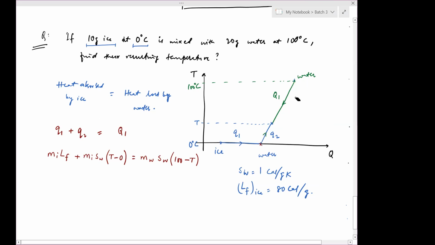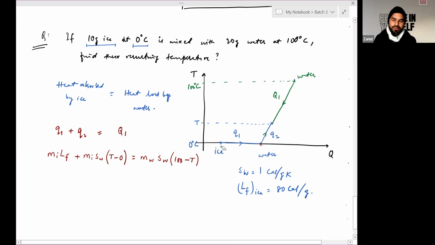Why are you taking the specific heat of water for Q2? Since initially ice was at this point, its state is ice. On completely melting to this point, it will get converted into water. So now its state is water, and then its temperature is rising up to some T. So what will be the state of this ice at this instant? You'll say water.